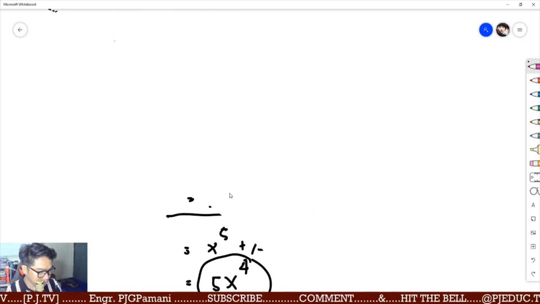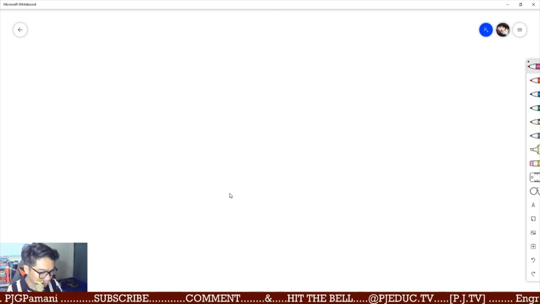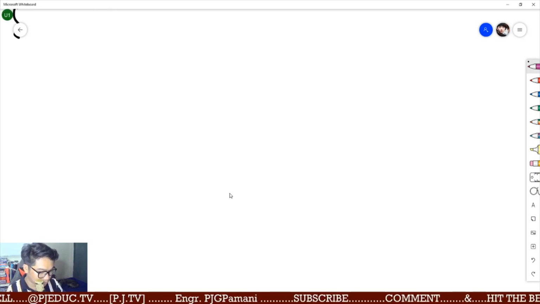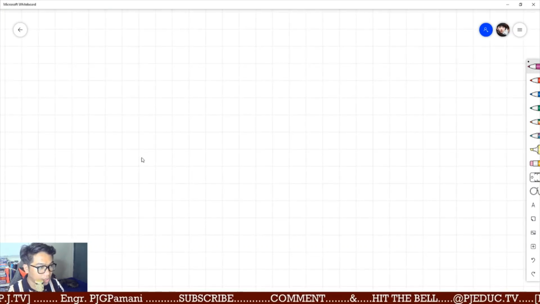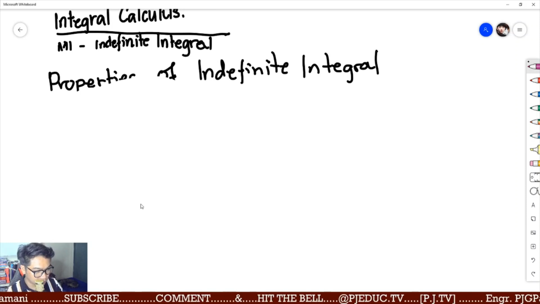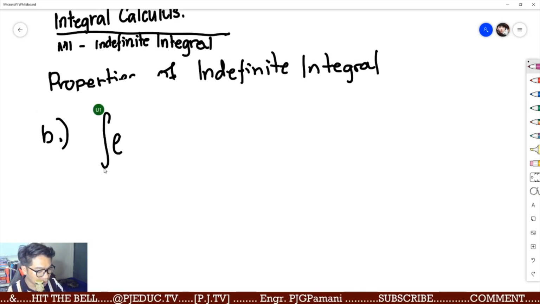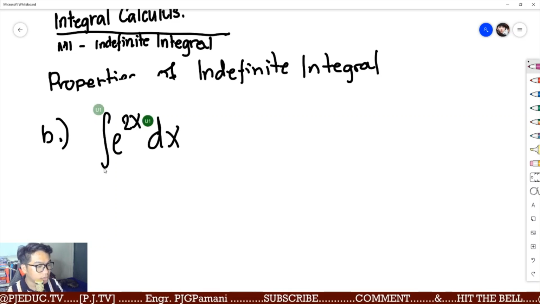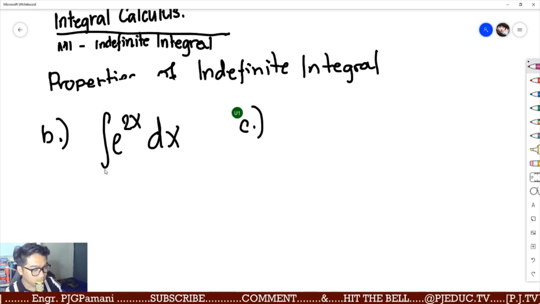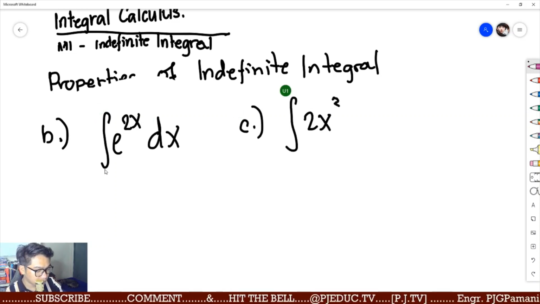In continuation, here are some other properties of indefinite integral. Other examples pa na pala. So how are we going to integrate naman e raised to 2x dx? Or how are we going to integrate 2x cubed dx?